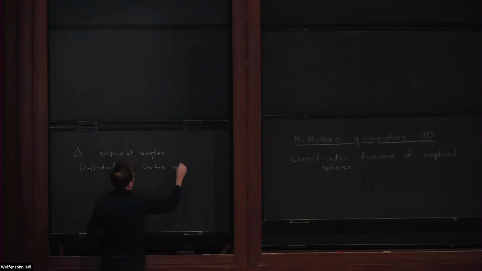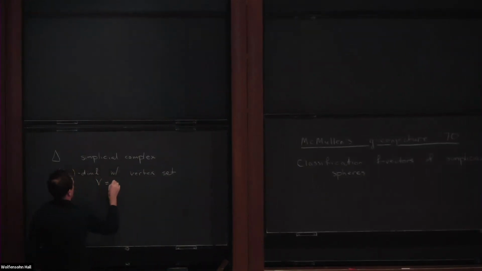So throughout this talk, delta is going to be a simplicial complex, it's going to be D minus one dimensional, with vertex set V, which I can label 1 through n. So I have n vertices. I'll give an example in a sec.